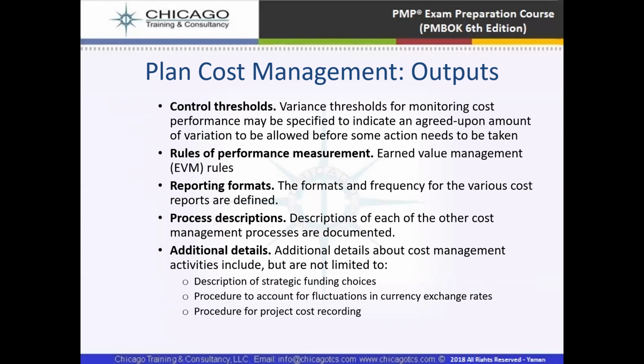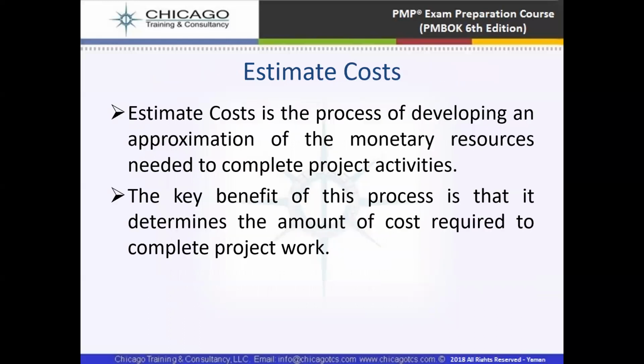We prepare strategic funding choices. Let's say, for example, a project is financed by someone else who is the owner, but he will write down in these funding choices that after some time, if I do not have enough source of funds, I will go for bank loans to fund the project. And there are procedures to account for fluctuations in currency exchange rate. So we have procedures to account for those fluctuations also. And then we have project cost recording procedures also. So these are the outputs.